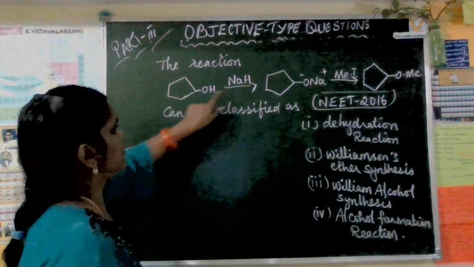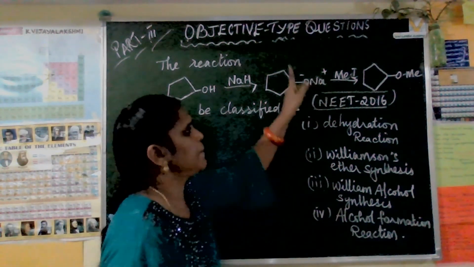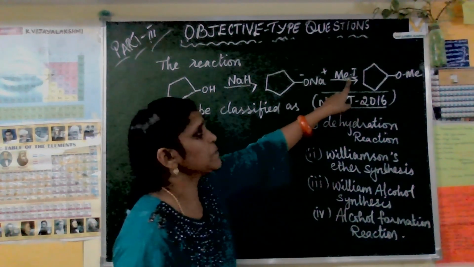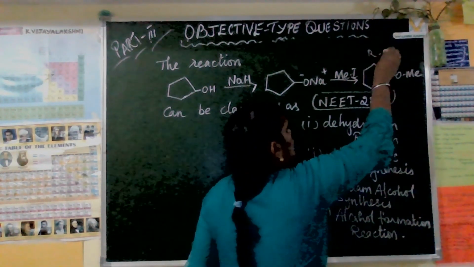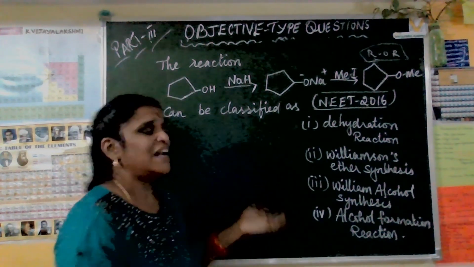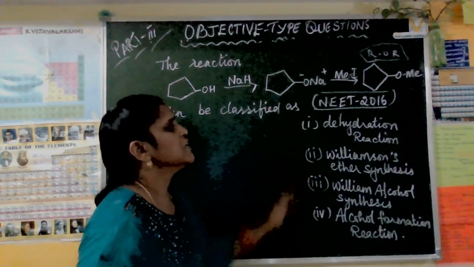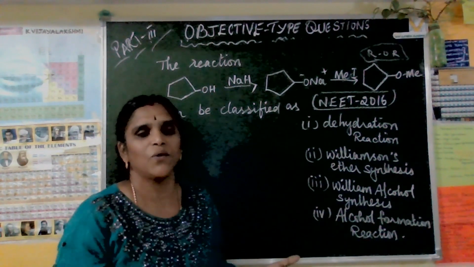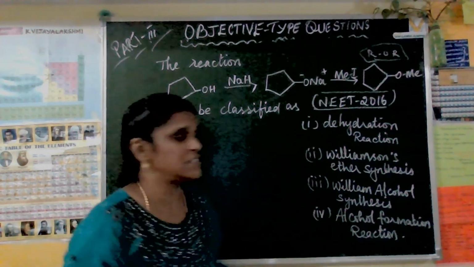Here, cyclopentanol reacts with sodium hydride. You get sodium cyclopentoxide, and this reacts with methyl iodide. You get OMe, that means R-O-R. Now they are asking for the naming reaction. Which reaction would it be? It's easy to identify: this is R-O-R, it is an ether.